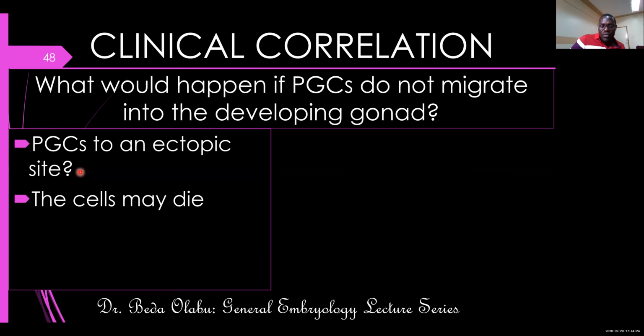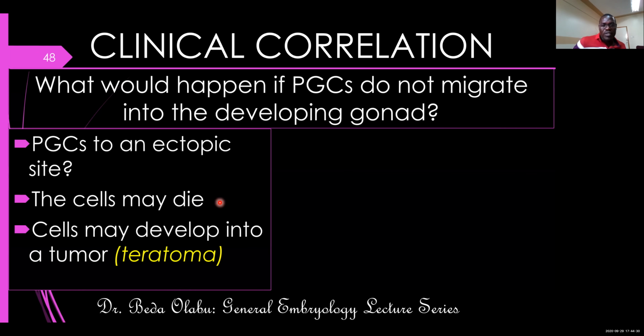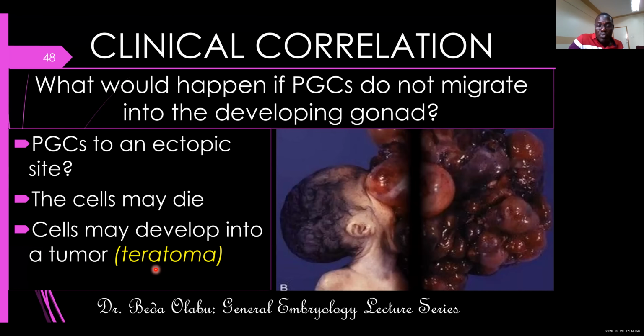Now think through. If these cells don't die, they'll grow into a tumor. Such tumors are called teratomas. Tumors which arise from pluripotent embryonic cells. They have the capacity of forming multiple tissue lines. We call them teratomas. Some of these tumors a child can be born with, like this one. Very ugly. These are teratomas.